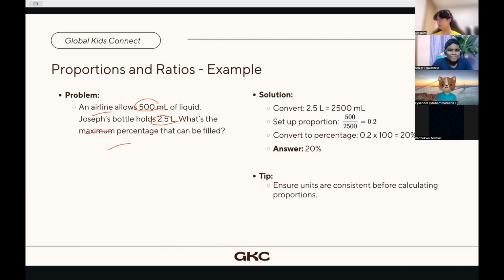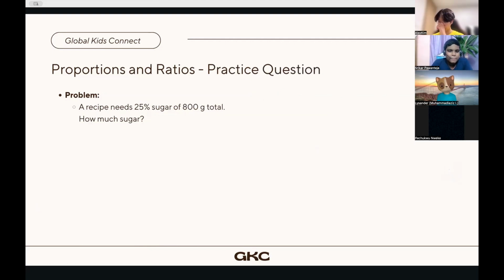So always make sure that your units are the same. For our case, we changed liters to milliliters here because the other value was also in milliliters. So just make sure that all your units are the same, and in that way you can avoid making any mistakes. So we can move on to our practice question.